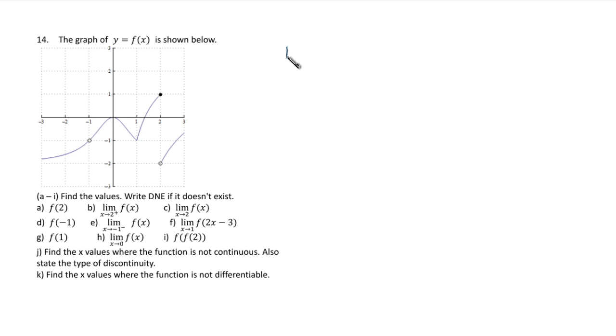Okay, now h, limit x goes to 0 of f of x. Well, you're trying to approach 0, and if you approach the location 0, either from left and right, in both directions you approach this point, and that has the altitude 0, right? So this will be 0.